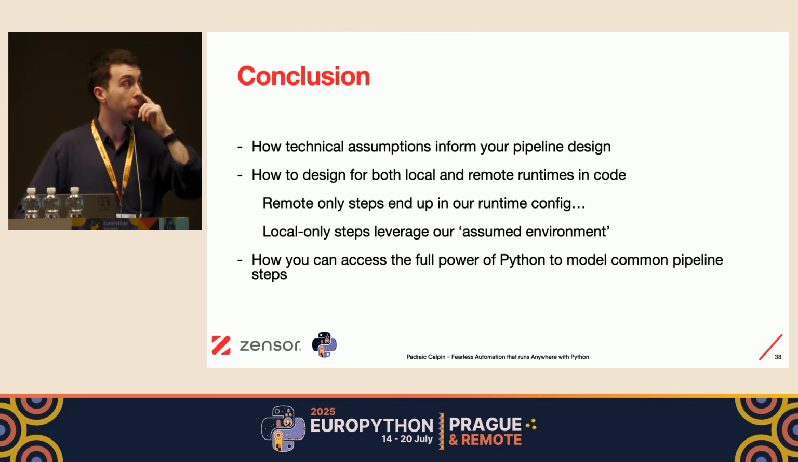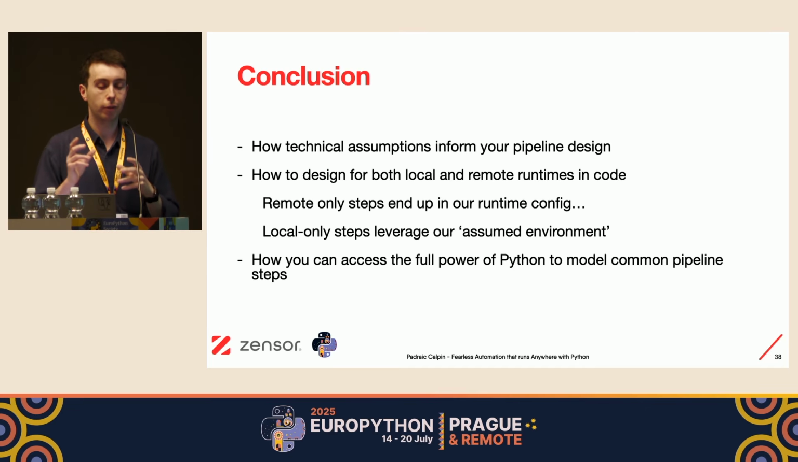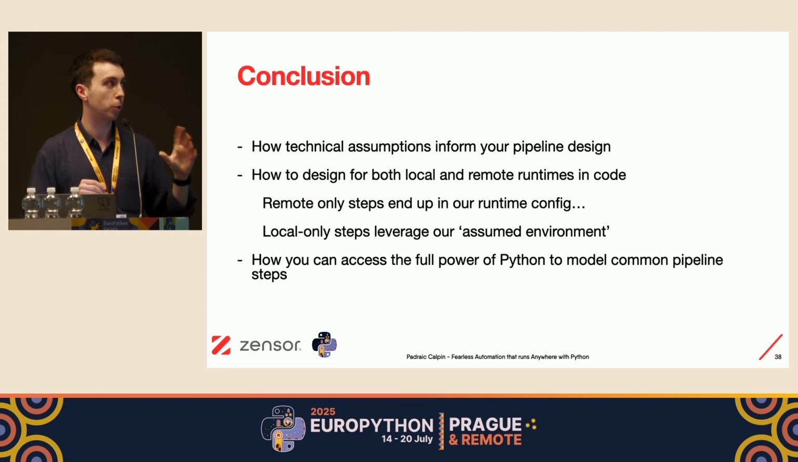In conclusion, these examples are by no means definitive, but what I hope I've shown is how this practice of defining your runtime environment informs your pipeline design, and how it also helps you to design pipelines that can safely handle running locally on your developer machine and remotely. As I mentioned, the remote-only steps almost always end up in the config, at this initial setup phase. And our local-only steps make heavy use of the technical assumptions we've made of the underlying environment, basically, how we expect our machines to be set up.